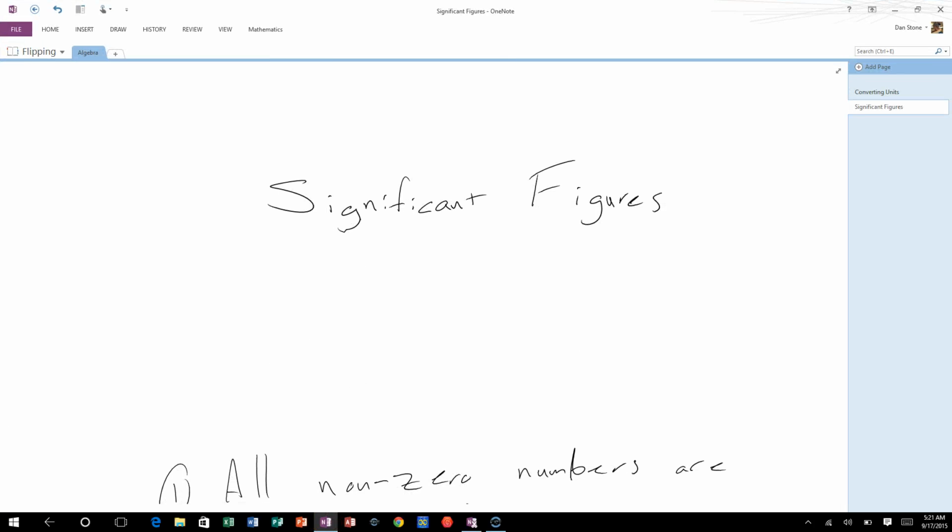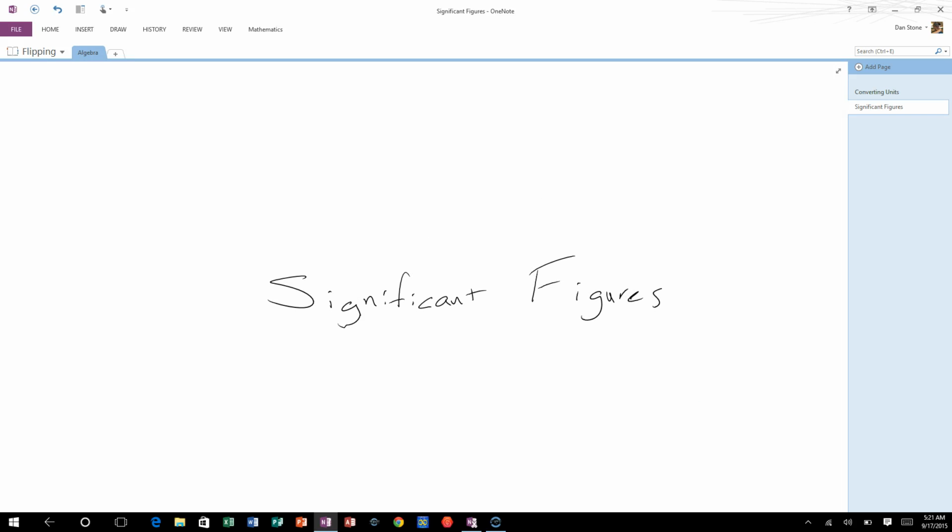Hello, we are looking at significant figures today and how to determine exactly what is significant and what is not. Now, take a moment to think of the word significant. What does that mean? Well, if something is significant, then it has a very particular meaning. It is of some importance.